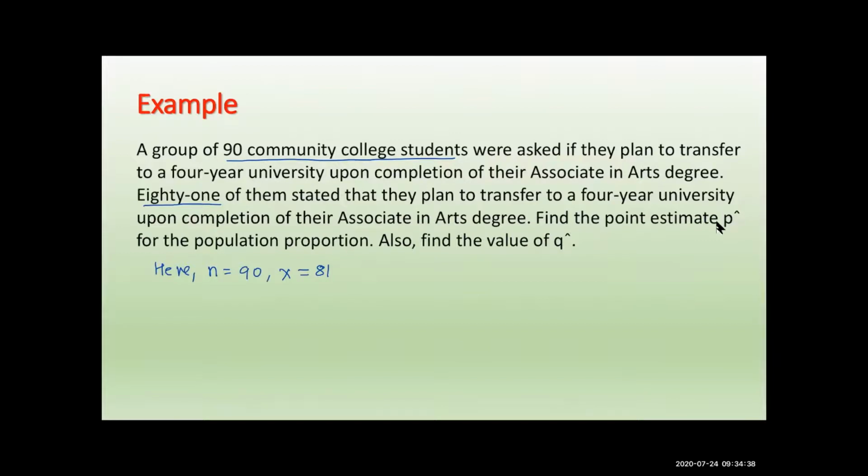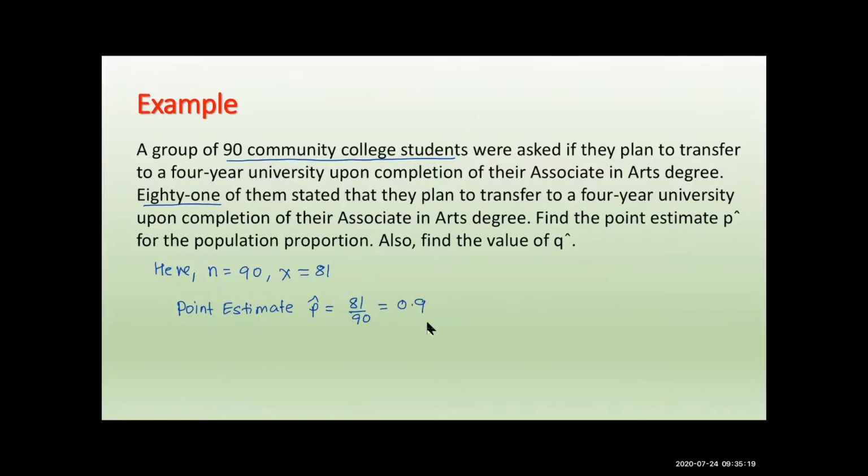You know, we are talking about the proportion. So the point estimate is P hat. So here you have point estimate, you can write this down. Point estimate P hat is 81 out of 90. So you can compute that in your calculator. 81 divided by 90, you should get 0.9. That is the point estimate. Okay, so point estimate P hat is 0.9.